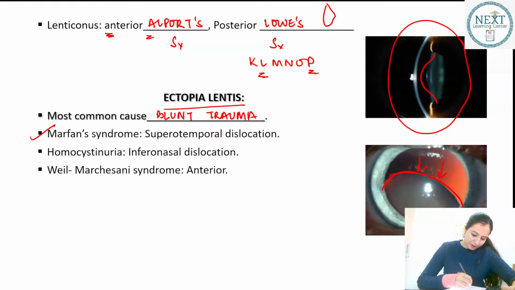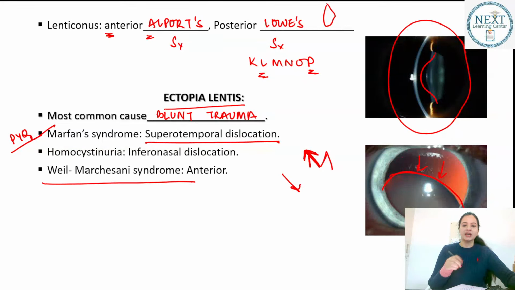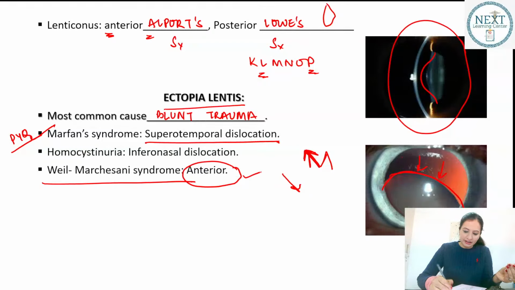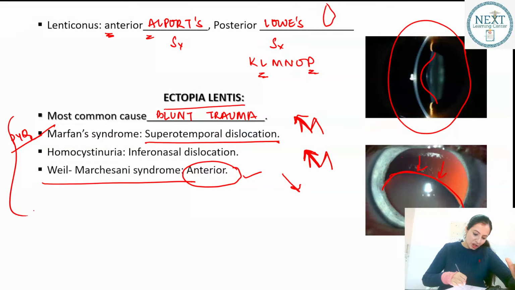If we look at Marfan's, this is a repeated previous year question. In Marfan's, you draw M like this. You are going to have a superotemporal dislocation, and in homocystinuria you are going to get the opposite of Marfan's, that is inferonasal dislocation. In Weill-Marchesani, something that has wheels would like to walk fast. That person would like to be anterior. So in Weill-Marchesani you have anterior. Easy way to learn: M, draw an arrow like this, and you have superotemporal in Marfan's, opposite in homocystinuria, anterior in Weill-Marchesani. So this is very important.